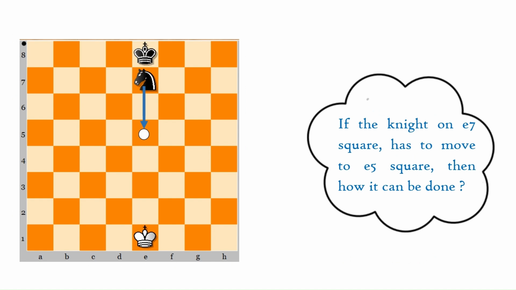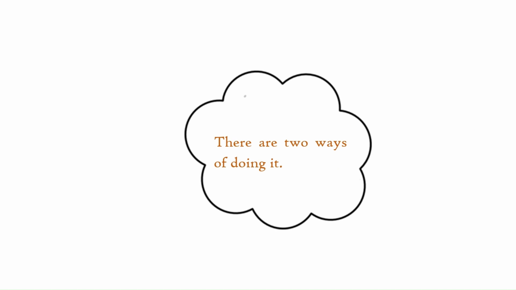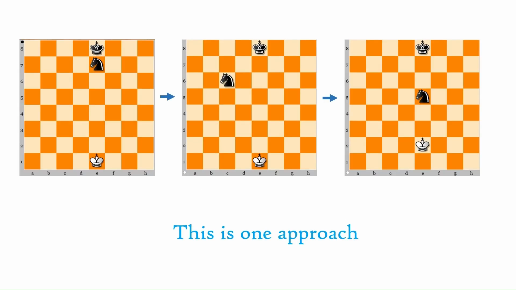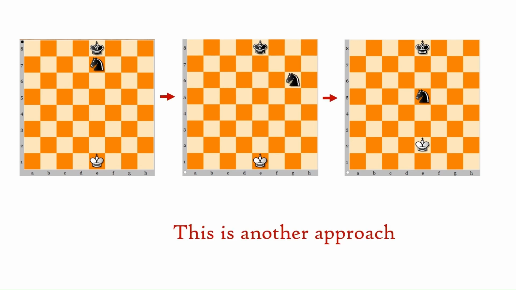Suppose you have to move the knight, which is on E7 square to E5 square, then you can reach there in 2 moves and not in 1 move. You can either reach from E7 to E5 via C6 square, or you can reach from E7 to E5 via G6 square.